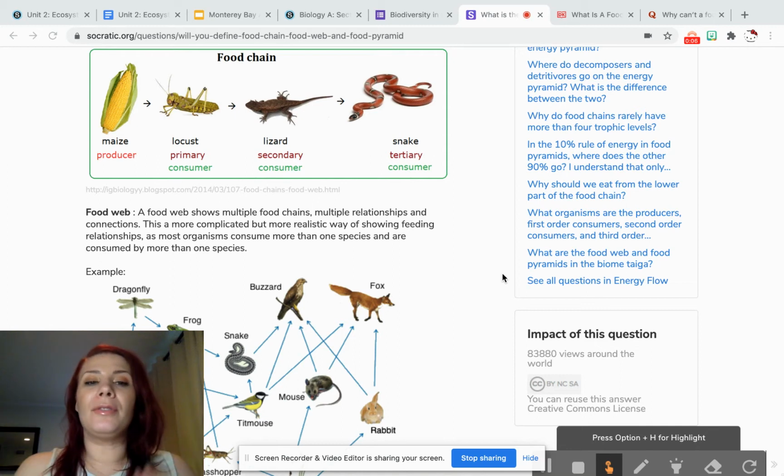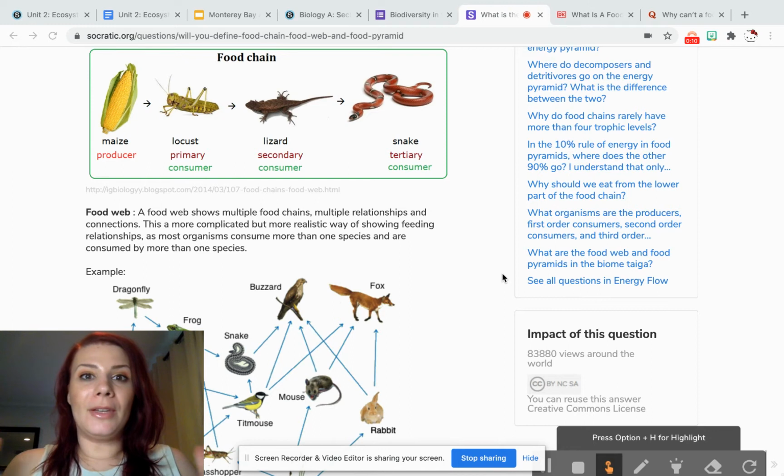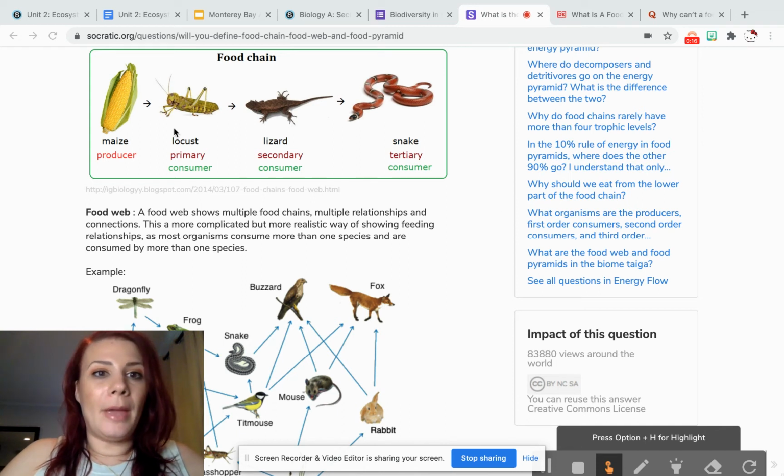If you were still a little confused about the difference between a food chain and a food web, I just want to make this video to explain the difference between the two and what is actually being shown in each one. So as you can see, I have a food chain up here. I'm just going to zoom in a little bit if it will let me.